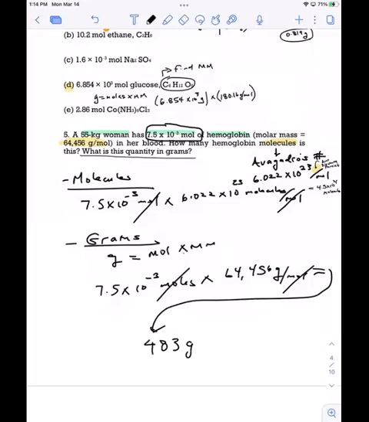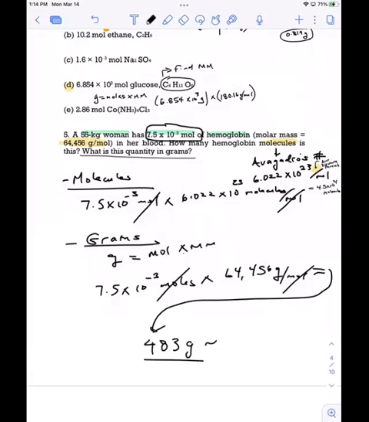grams. So that's about a pound. That's a little bit over a pound actually, because 1 pound is equivalent to 454 grams. So that's a little bit over. That's a lot of hemoglobin.